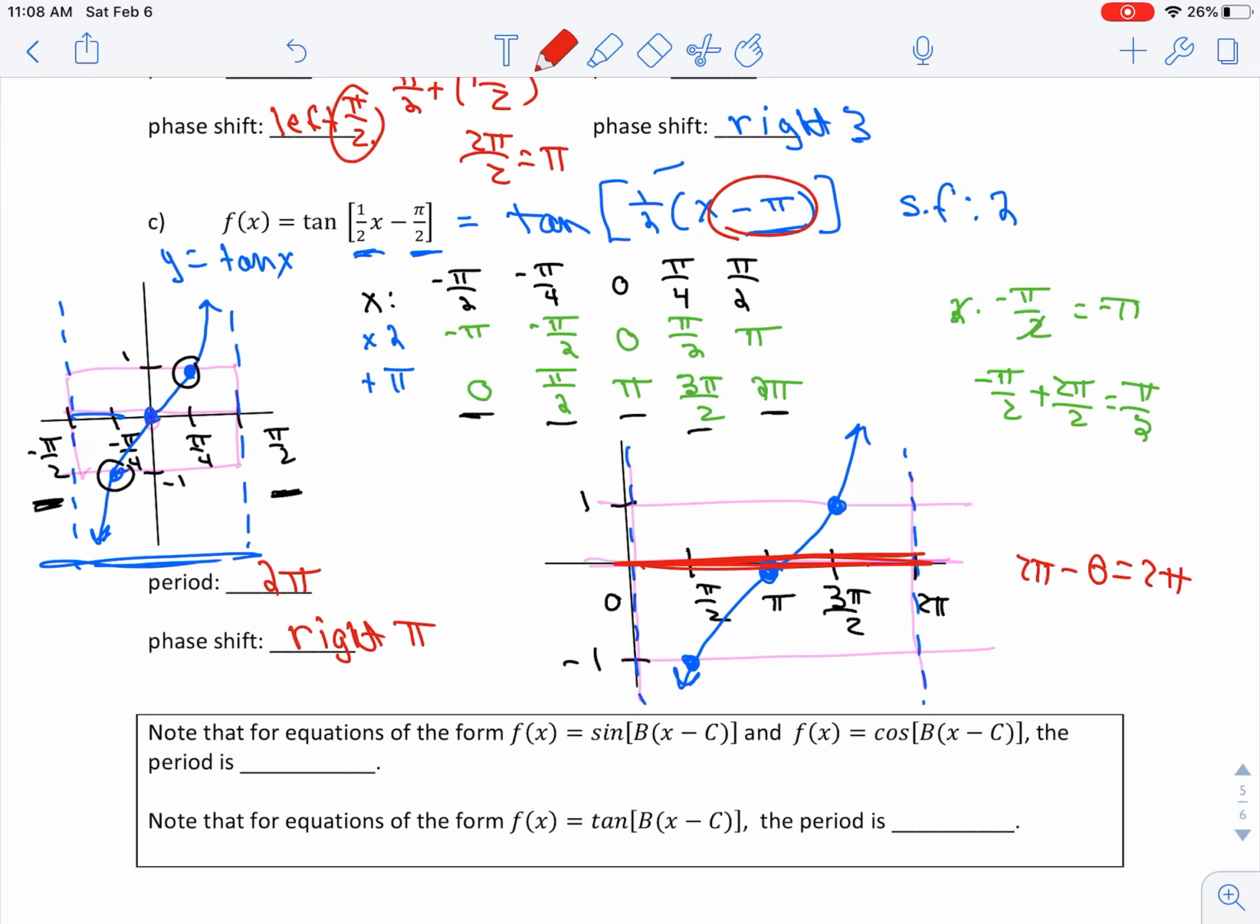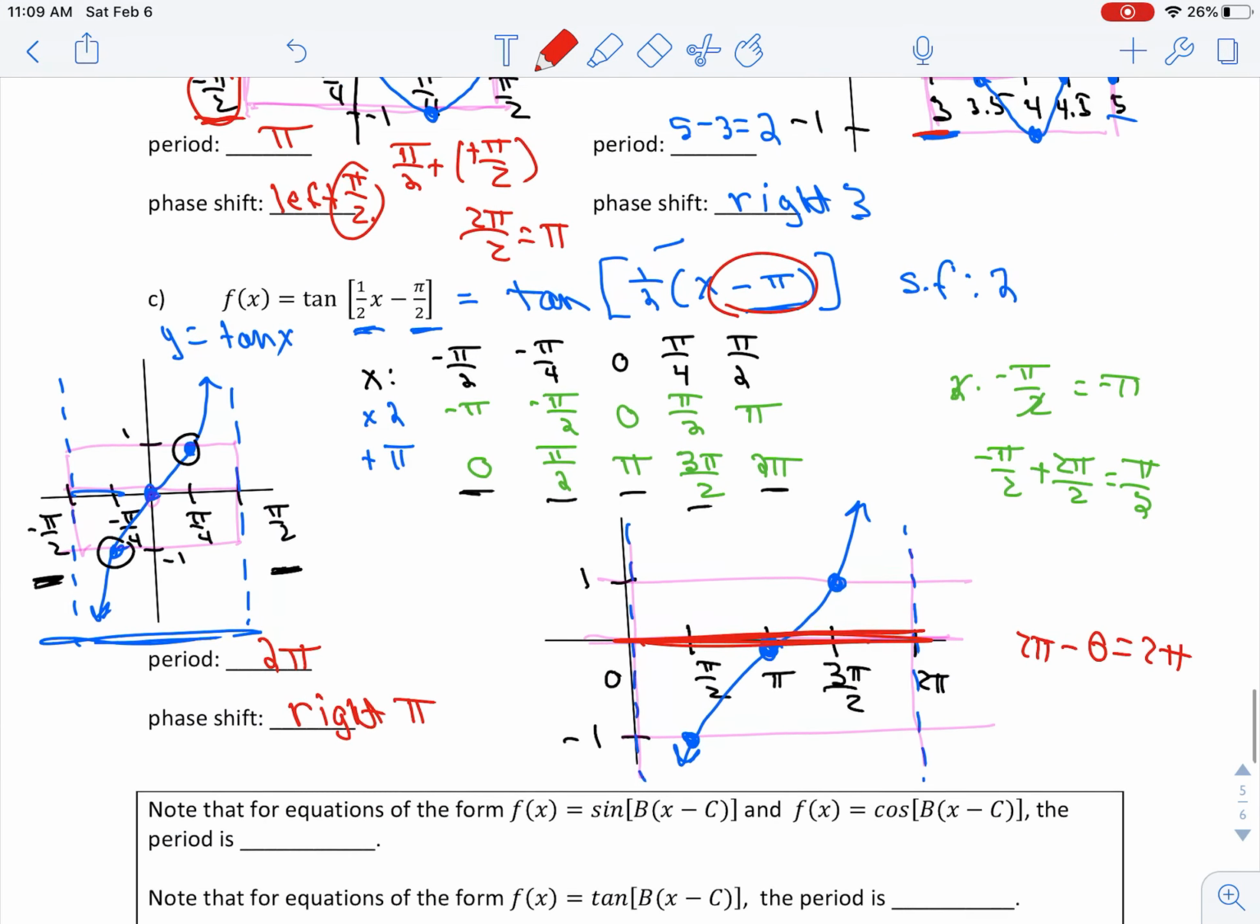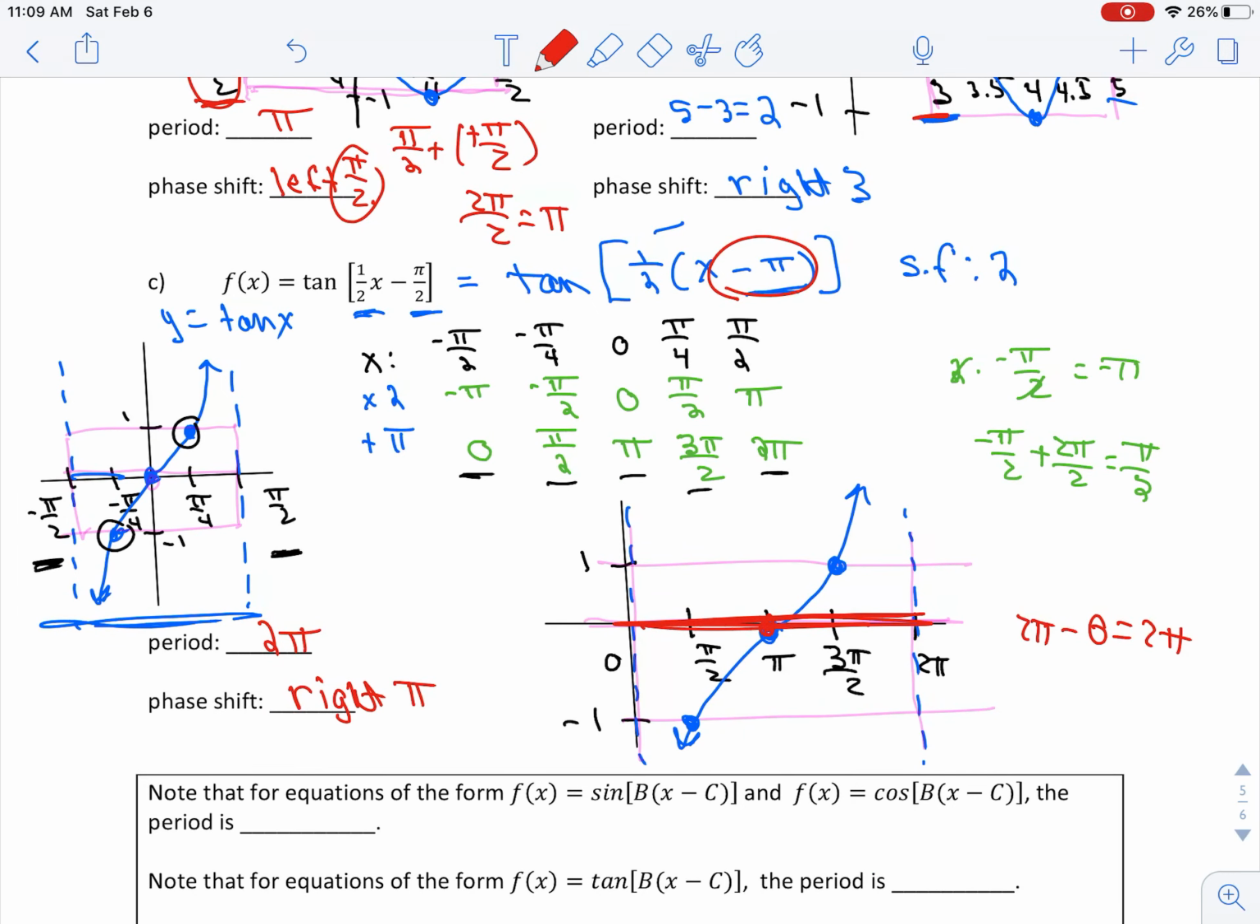pi. Now I want to point out that on the sine and the cosine, this value that was right here, the minus 3 or the 3, or the negative pi over 2, corresponded to the start of this. But it's not the same on the tangent. It's going to correspond to the middle. And why? Because that's where the 0 is. And that's the one that's not affected by multiplication. And then when I add pi, it gives me pi.